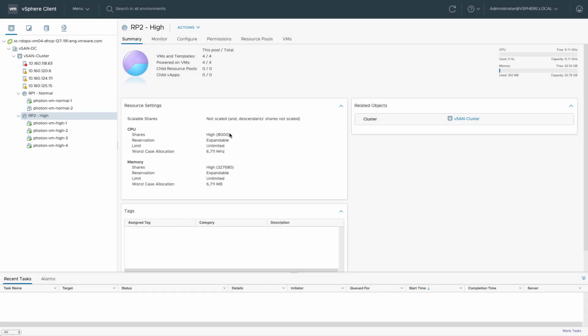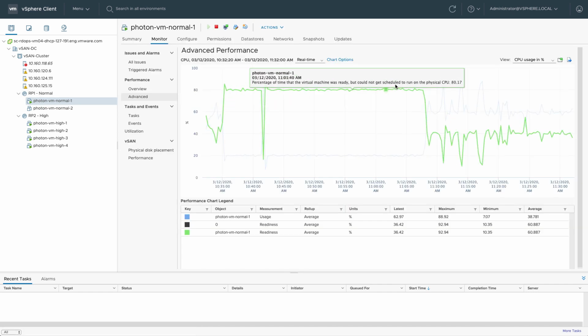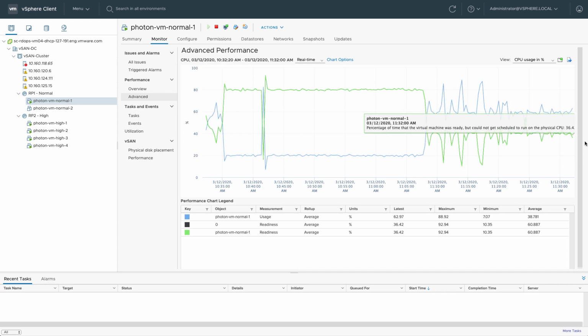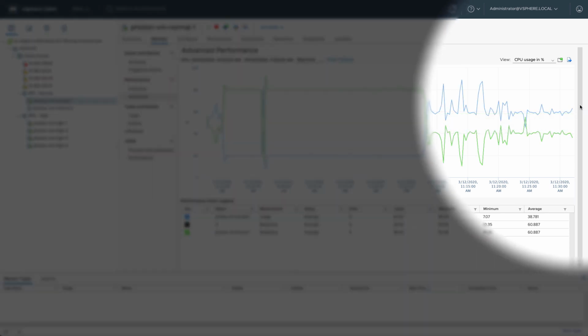So what we're going to do next is look at the virtual machine and at the resources that are being assigned by DRS to this virtual machine. The blue line in this particular graph represents the CPU usage, while the green line represents the CPU ready time.